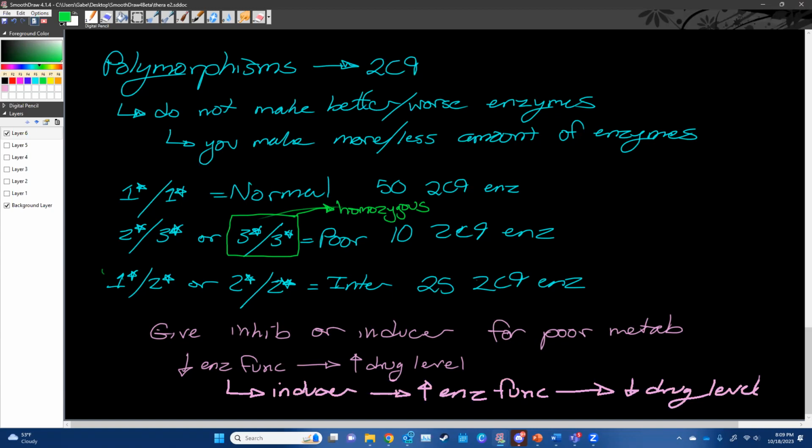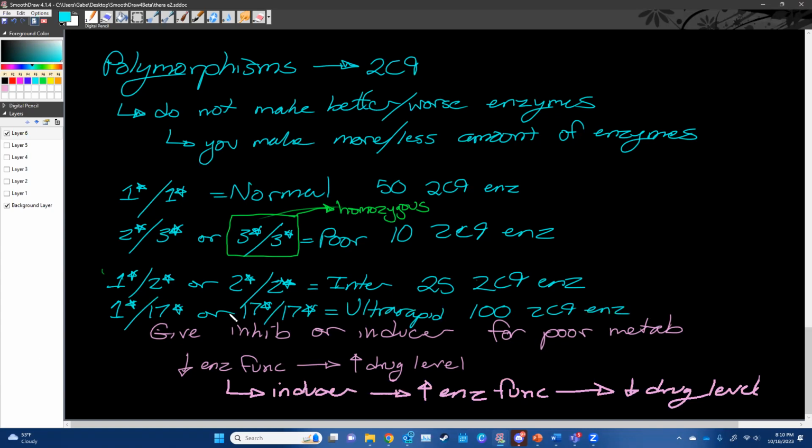Probably the other one that he gave you is like 17. So here we have ultra rapid. Here we're talking about having like 100 2C9 enzymes, which means we would want to give the opposite, right? We'd want to give an inhibitor to reduce that amount.